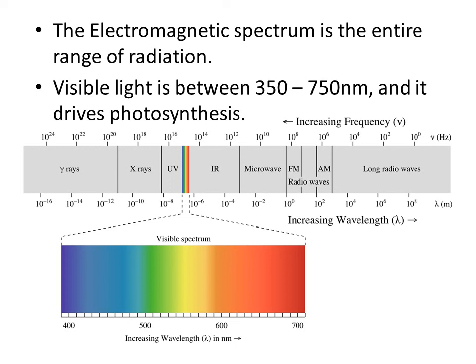Right in the middle of our electromagnetic spectrum, we see the visible light spectrum. This is the portion that the plant absorbs. This is the portion that the plant can use. So visible light is between 350 nanometers to 750 nanometers. This is going to drive photosynthesis.